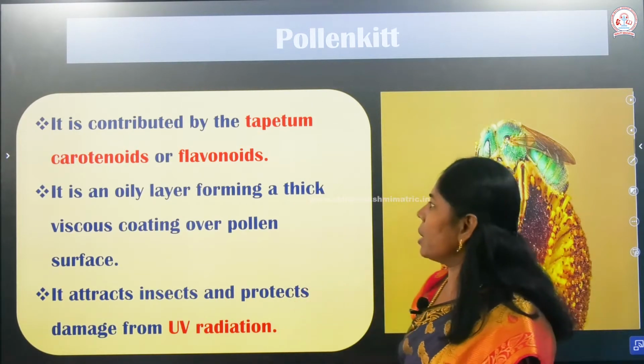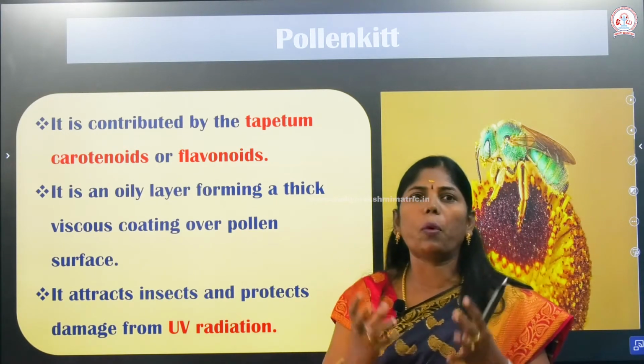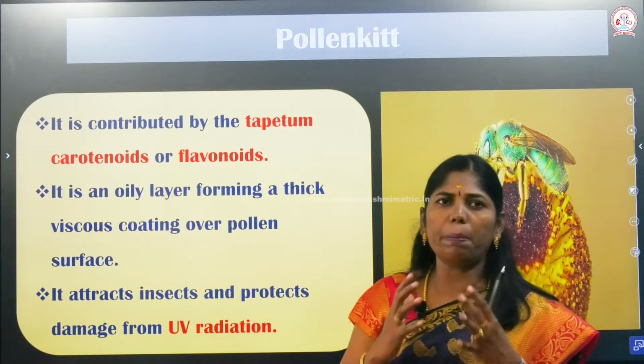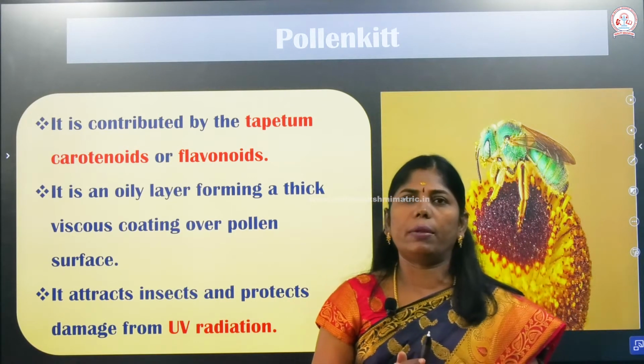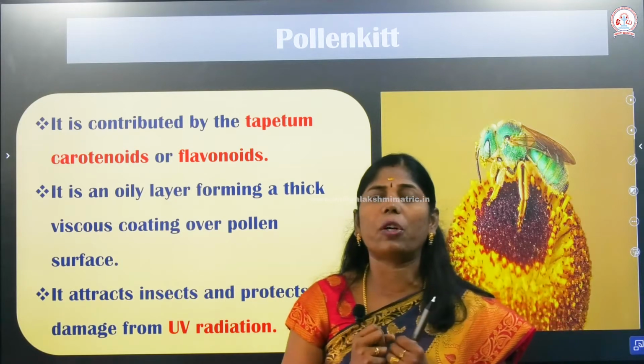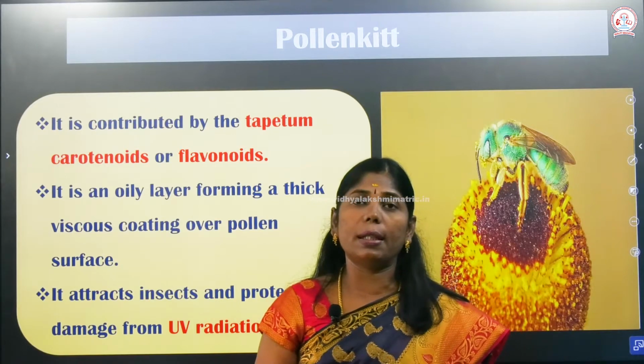So what is the nature? It is an oily layer forming a thick viscous coating over the pollen surface. It plays a very important role in protecting the pollen grains from UV radiation. And it attracts insects for pollination, for cross pollination. That is the pollen kit.